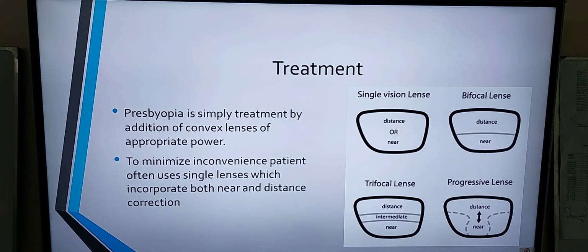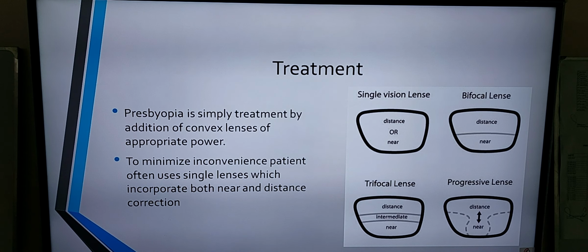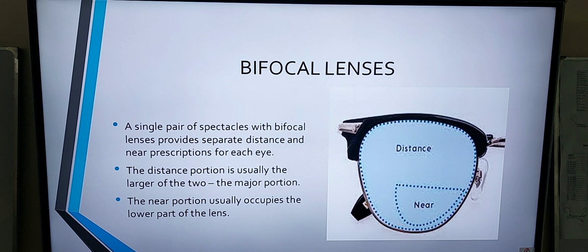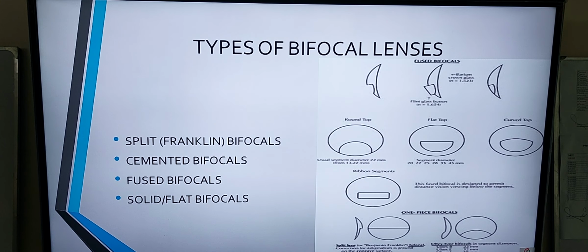And basically, bifocal lenses are used to minimize the inconvenience of the patient using two separate glasses for distance vision and near vision as well. Generally, in bifocal lenses, the larger part of the lens, usually the superior major portion, provides the distance correction, and the near portion is usually the smaller part, located inferiorly, and it is provided for the near correction. There are different types of bifocal lenses. We have the split Franklin bifocals, the cemented bifocals, fused bifocals, and the solid or flat bifocals.